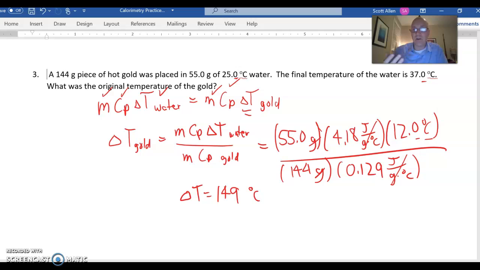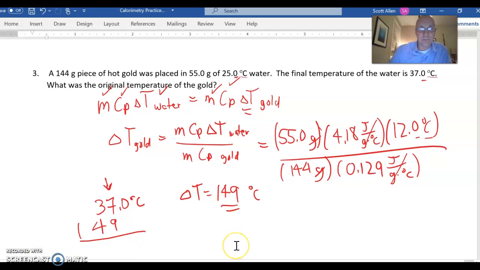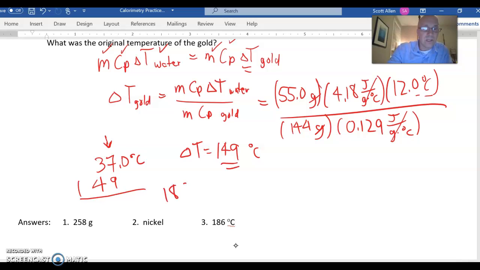That is how much the gold's temperature changed by. So to figure out what the original temperature is, we know what its final temperature was. That's 37.0 degrees Celsius. And if its temperature changed by this much, then its original temperature had to be that many degrees higher. That's 149. Notice, as far as sig figs, it's going to be rounded at this position right here. And if we do that, this works out to be 186 degrees Celsius. All right, so that's what that is right there.